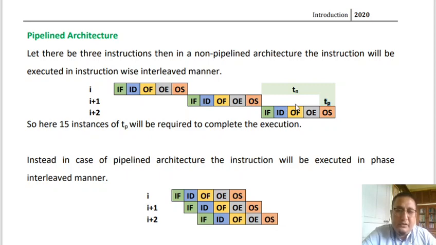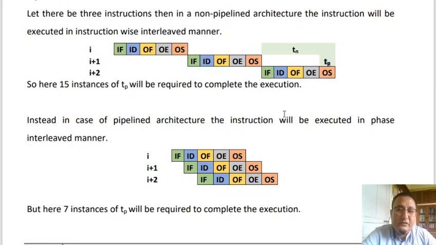Again, I'll repeat it. Here we'll be requiring 3 into Tn amount of time because there are 3 instructions to be executed, or we'll be requiring 15 instances of Tp for executing the set of instructions. So if there are n instructions, we'll be requiring n into Tn amount of time for executing the set of instructions.